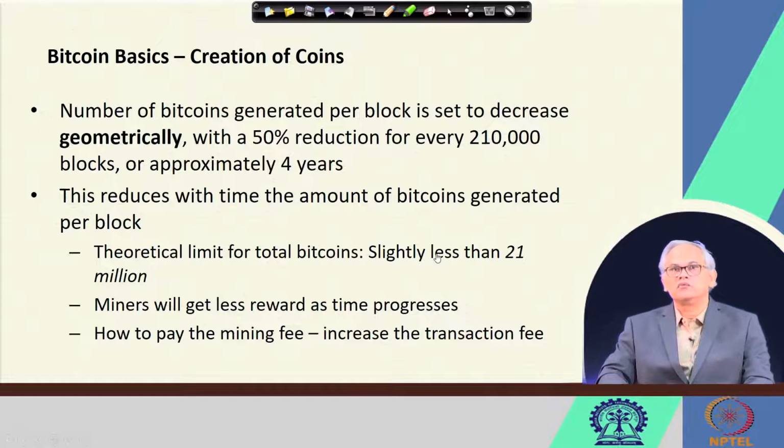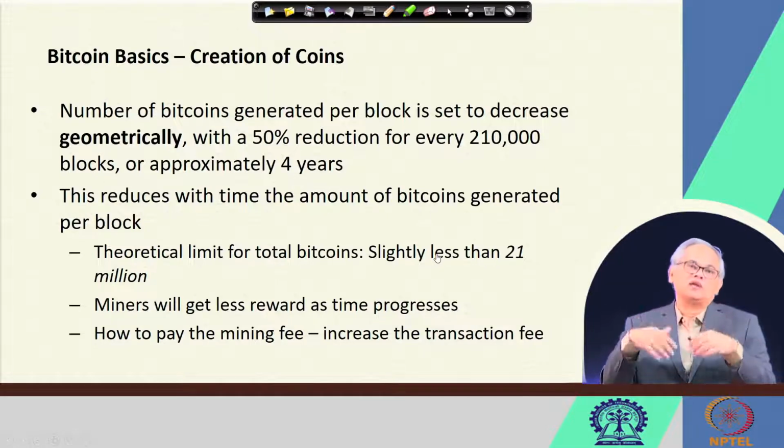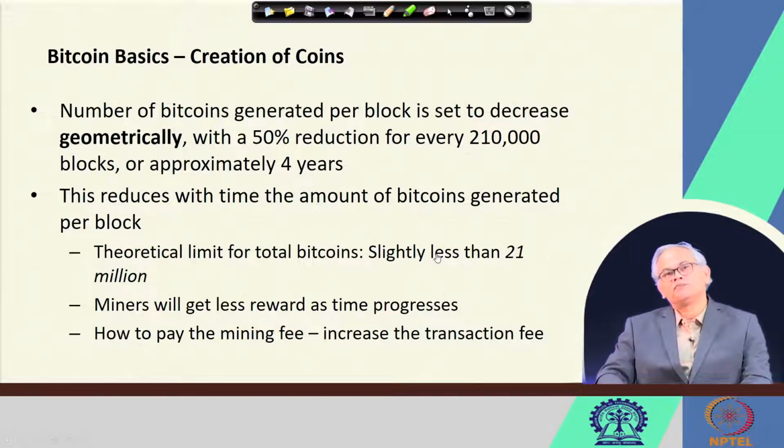So, miners will get less rewards as time progresses, and the theoretical limit for the total number of bitcoins is slightly less than 21 million. Then why would the miners be interested in mining the blocks when they are getting less and less block rewards? It would mean that actually the transaction cost would be going up. So, that is what we will see in the next few years.